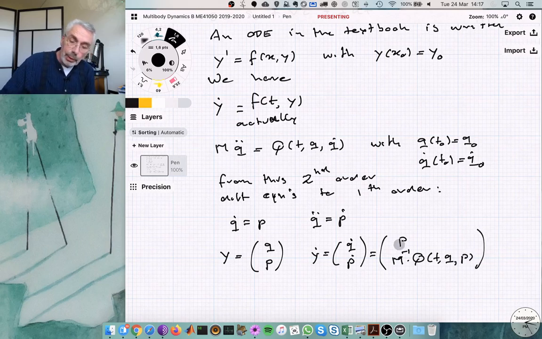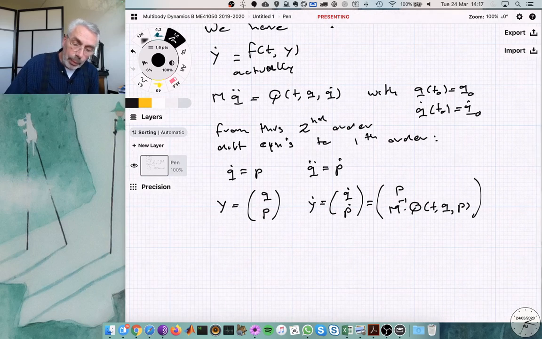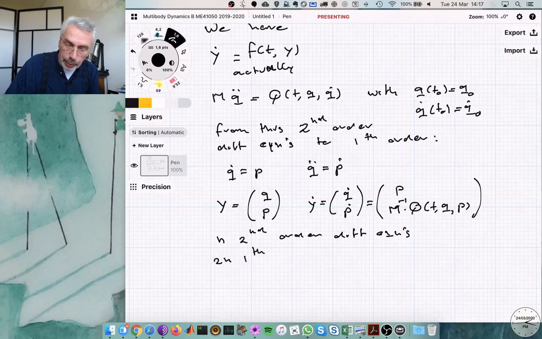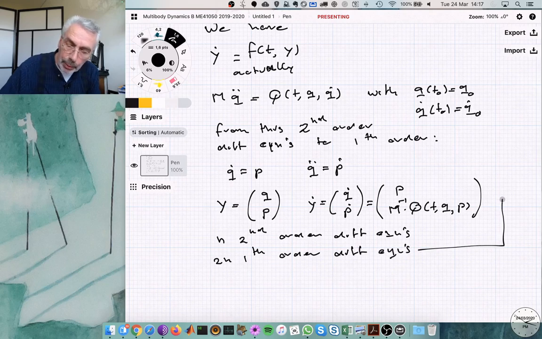So on the right hand side now I have the state and the time, and on the left hand side I have the differential. So what I did, from n second order differential equations, I now moved on to 2n first order differential equations. Of course the equations do not change, but now I have cast it in our standard scheme.